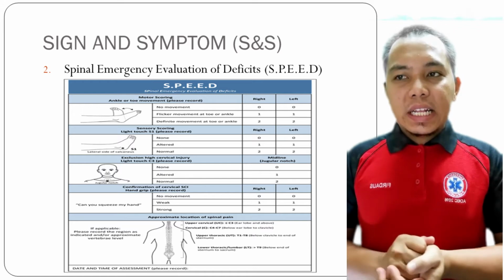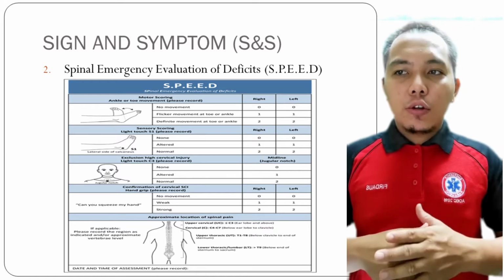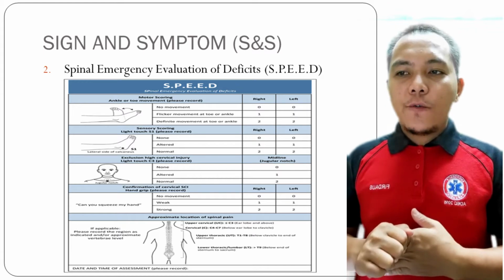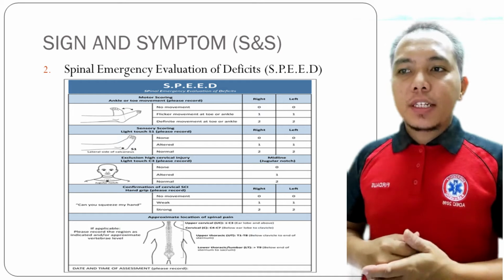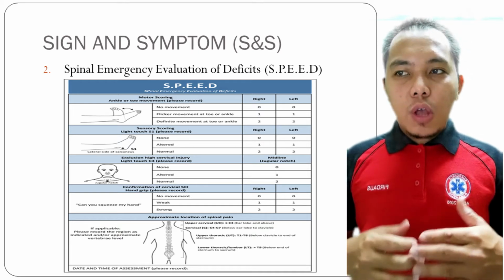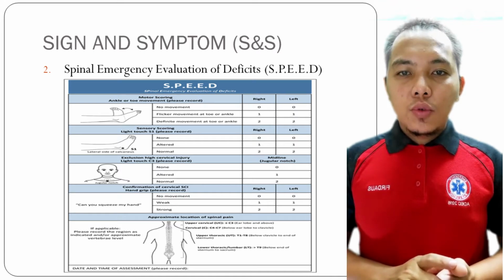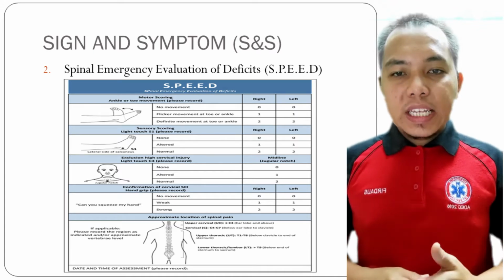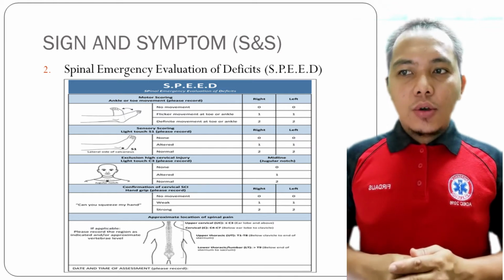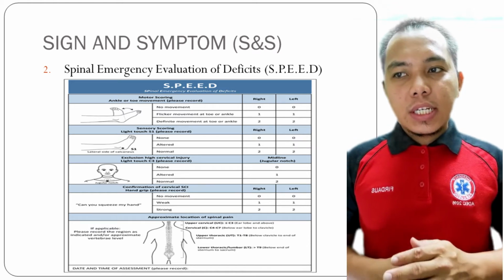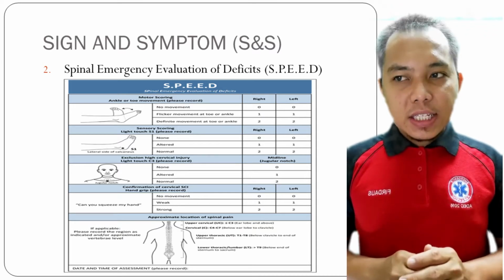Besides the NEXUS criteria, you can evaluate spinal cord injury through the Spinal Emergency Evaluation of Deficit tool, or you can call it SPEED. SPEED evaluates spinal cord injury through motor scoring. You instruct the patient to move the toe or ankle, or you can go through sensory scoring by giving a light touch on the lateral side of the calcaneus.